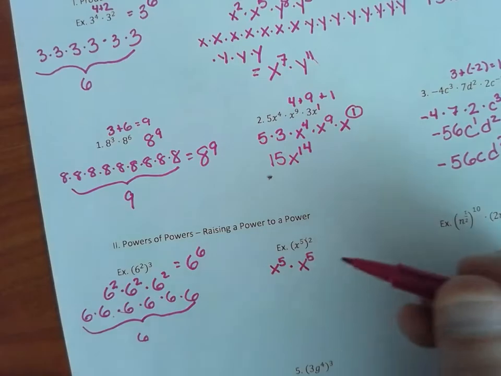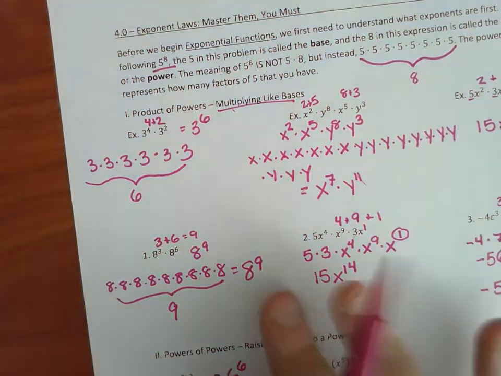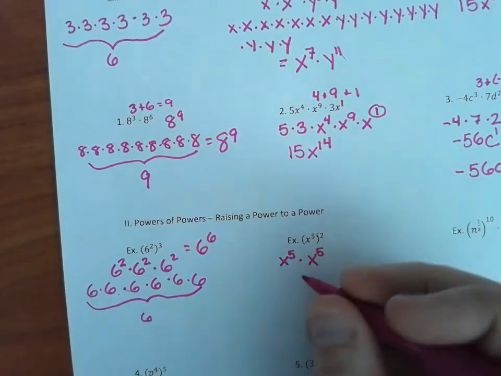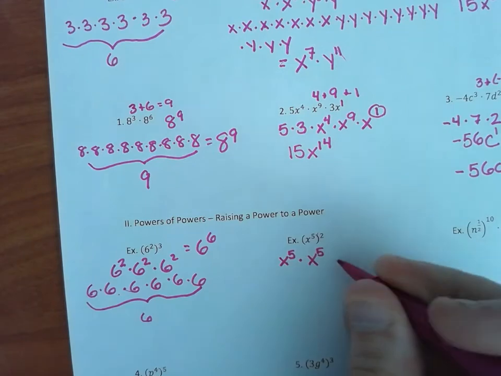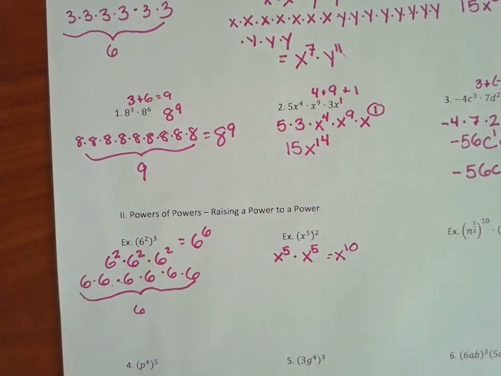If we use our product of powers, if we use the rule we came up with, we know I just add my exponents here. So 5 plus 5 is 10. X to the 10th. So you can see how these rules intertwine. I can use product of powers to do power of powers.